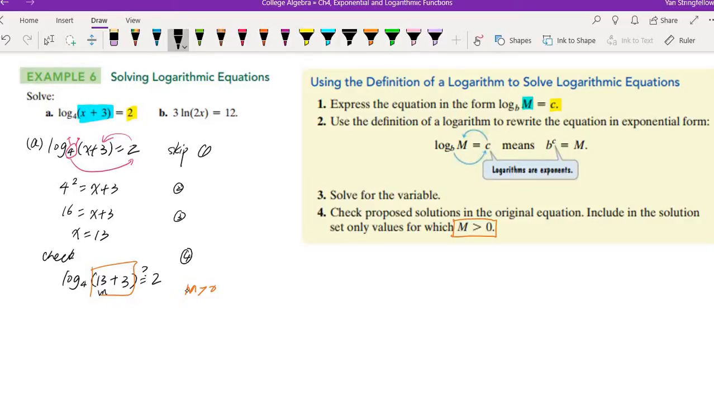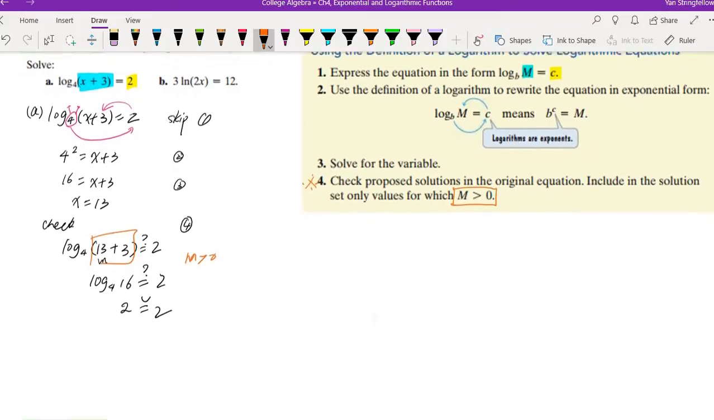If you want to go a little bit further, you can write log base 4 of 16 is equal to 2. You have to think, 4 to the what power gives you 16, which is 2. That means you checked the answer, which is correct. Okay, that is how you solve this type of question. Remember, step 4 is important because we must check that m is greater than 0. Alright, let's go ahead and look at part B.